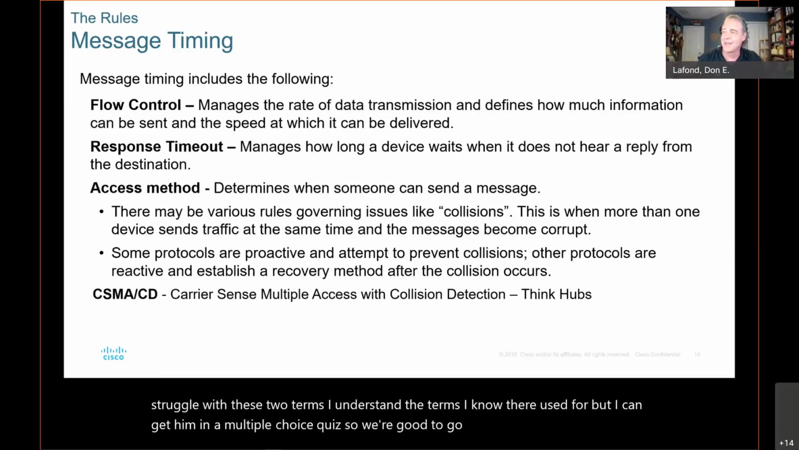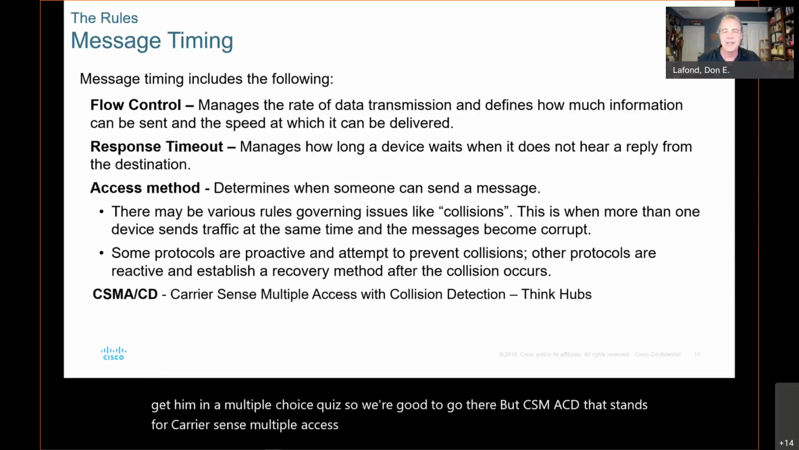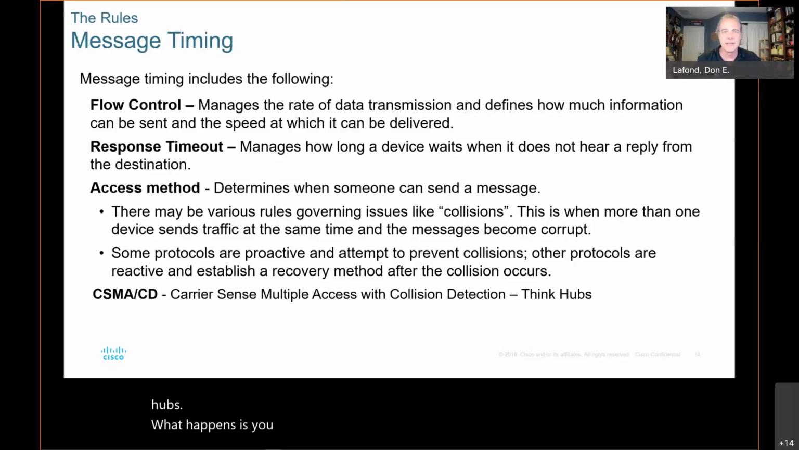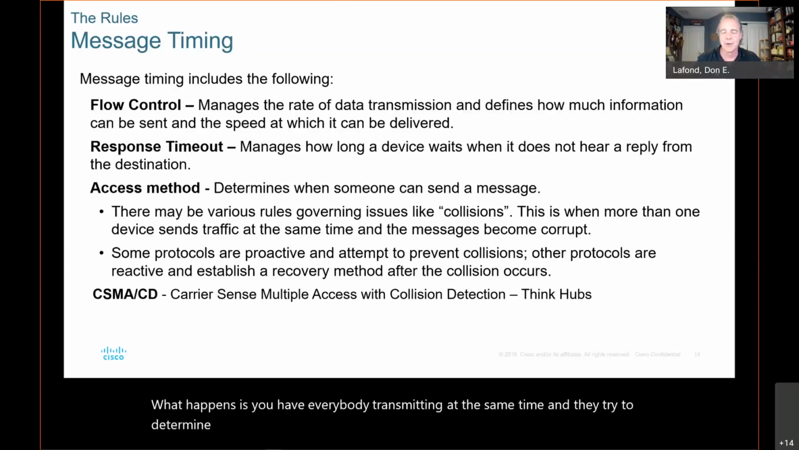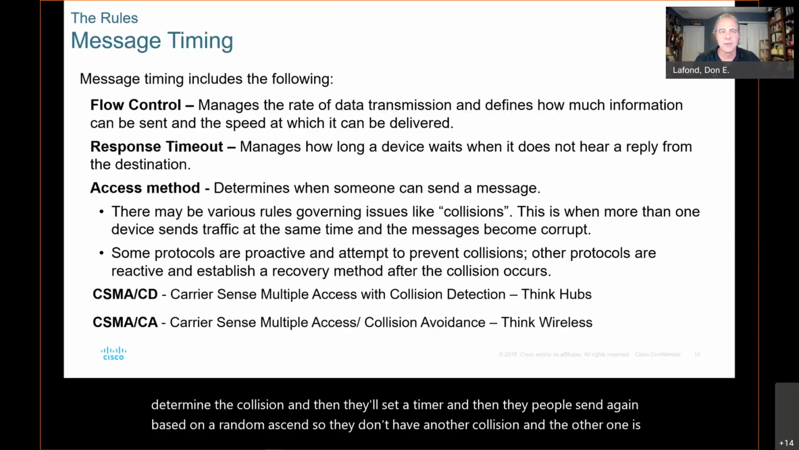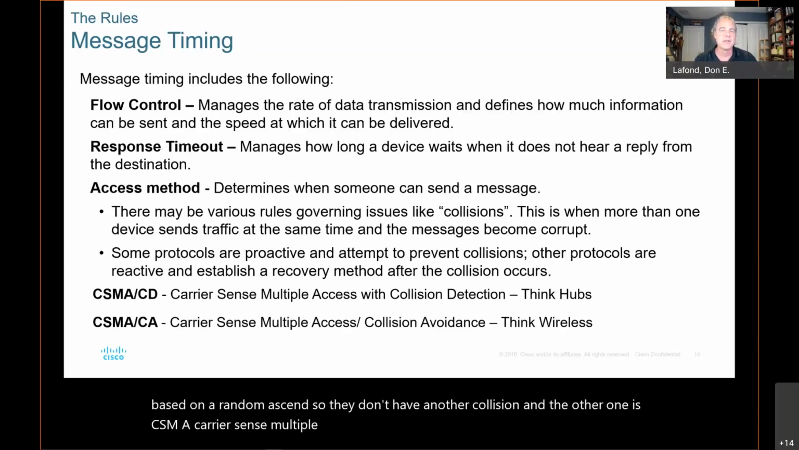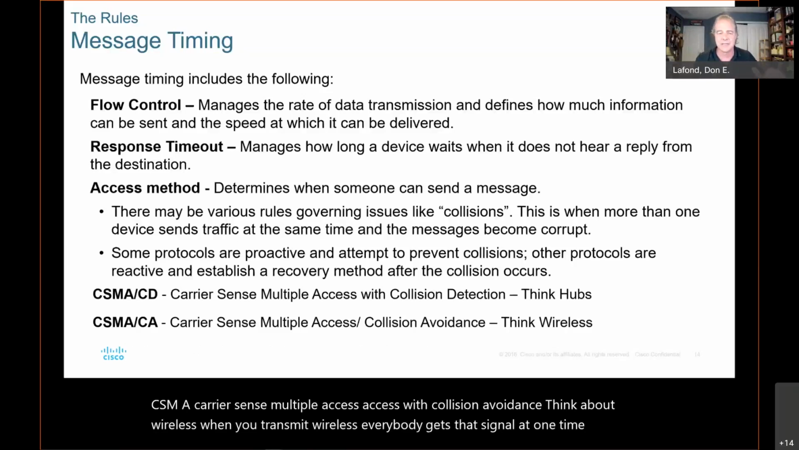But CSMA/CD stands for Carrier Sense Multiple Access with Collision Detection. Think about hubs. What happens is you have everybody transmitting at the same time, and they try to detect the collision, and then they'll set a timer, and then people send again based on a random timer, so that they don't have another collision. And the other one is CSMA/CA, Carrier Sense Multiple Access with Collision Avoidance. Think about wireless. When you transmit wireless, everybody gets that signal at one time. You don't have a direct connection to any device.